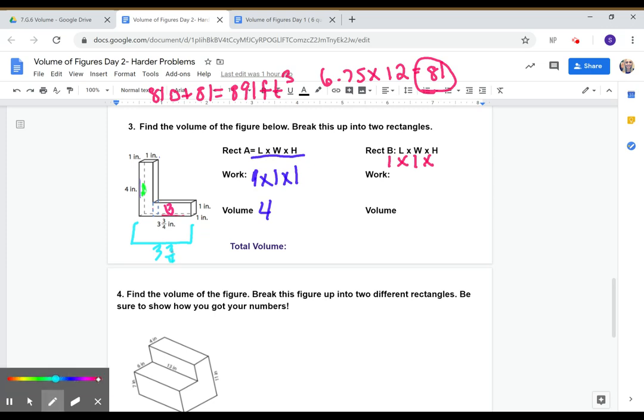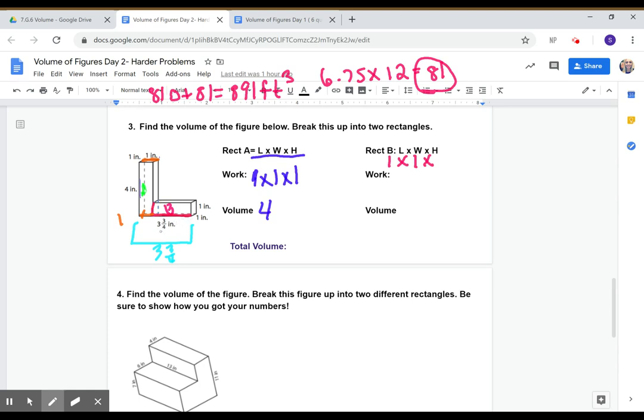But for my figure for B, I want, see the dashed line? That's where they're cutting it off. That's where I'm starting my new rectangle. I want to know this piece from here to here. So use your numbers that they give you. If you know this is 1, you also know this has to also be 1. So 1 plus how much more would give me 3 3/4.